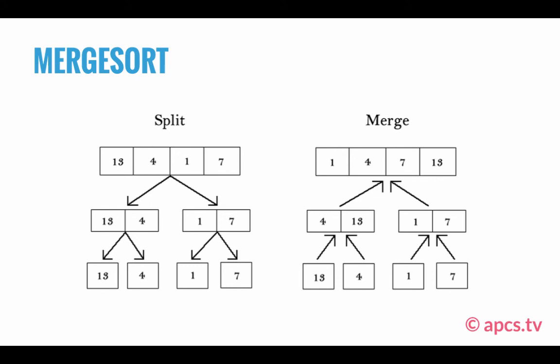Similarly, it's going to merge the two arrays, one with 1 and the other with 7, to create one array, which is 1, 7, because that's the correct order. Now it has two arrays, and it's going to merge these two arrays together. So it's going to merge the 4, 13 array with the 1, 7 array. When it merges these two together, it automatically puts them in ascending order. By putting 4, 13 and 1, 7 in ascending order, we get 1, 4, 7, 13. And that's exactly what the correct solution is.